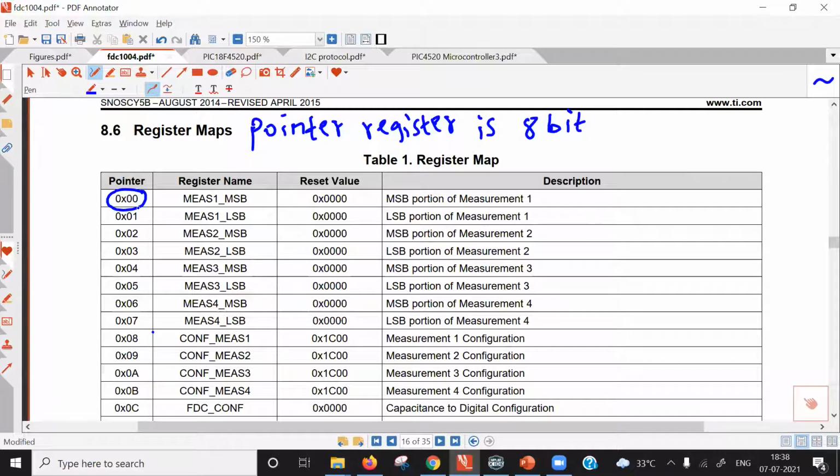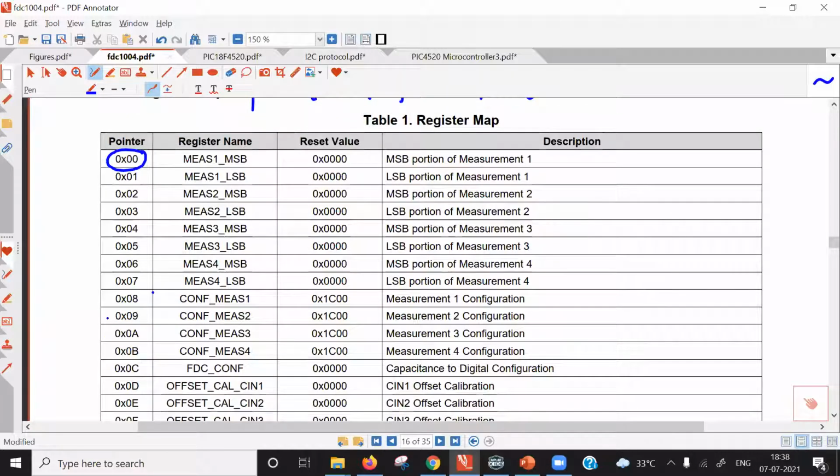Depending upon which register you want to read or write, you must load this pointer register. Suppose you want to write data to the config MES1 register, then first of all you must load the pointer with the 0x08 value, and after that in the next cycle you can write data to the config MES1 register. Remember, the config MES1 register is 16 bit, so you must write 2 times.